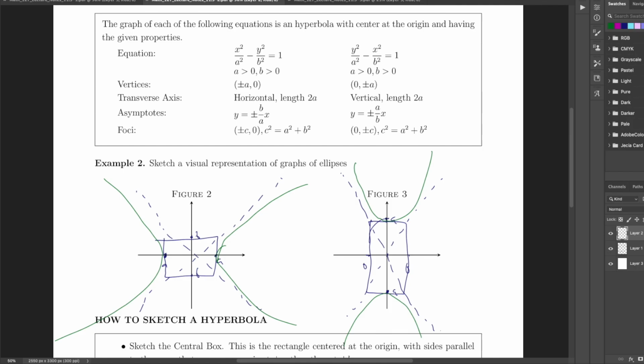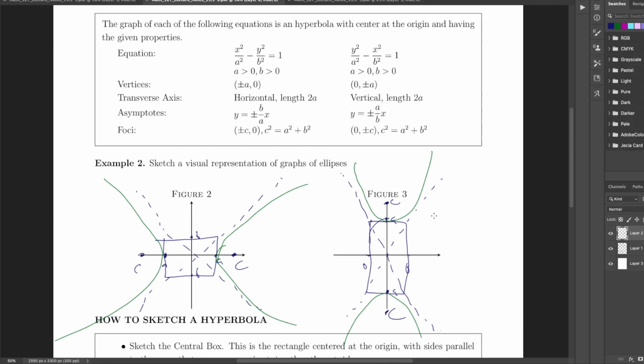When we're doing the foci, they will be past A, and so C squared equals A squared plus B squared. Here will be our foci, at C out here, and here we'll have our foci at C out here, okay?